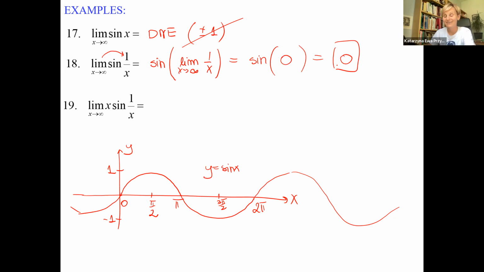That's a cute limit. Okay, 19 is a little bit of a challenge, but we might try to do it. First of all, what we see is x times sine of 1 over x. We know that the limit we just did, number 18, is 0. It means this limit is 0, and we end up with the indeterminate form infinity times 0.